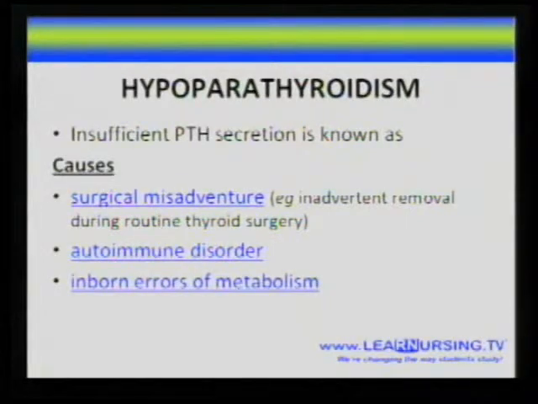Thyroid surgery, yes, and we gave that lovely name, surgical misadventure. It really spells out lawsuit and liability, probably, but that's a whole other topic. So we inadvertently removed your parathyroid during your thyroid surgery. Now, you can also have, shock of all shocks, an autoimmune disorder. Some type of autoimmune disorder can take out your parathyroid glands, or you could just be born with it, and it's just the way it was. You just came wired that way.